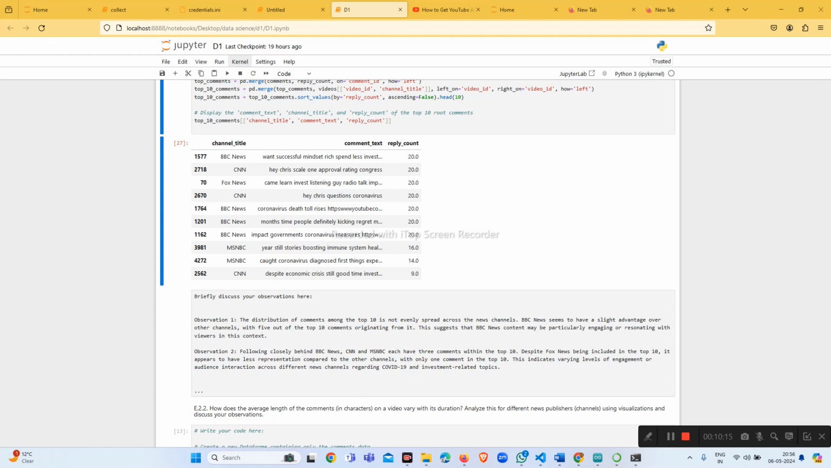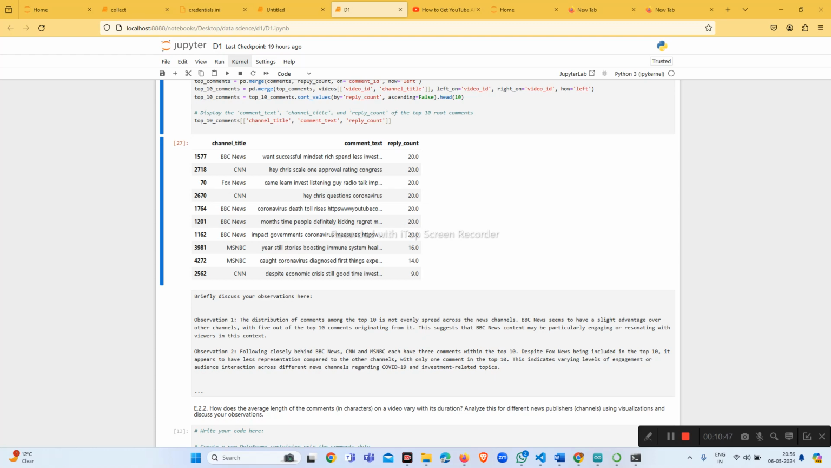The second observation was that following closely behind BBC News are CNN and MSNBC, each with three comments within the top 10. Fox News, despite being included in the top 10, appeared to have less representation compared to the other channels, with only one comment. This indicates varying levels of engagement and audience interaction across the different news channels regarding COVID-19 and investment related topics.